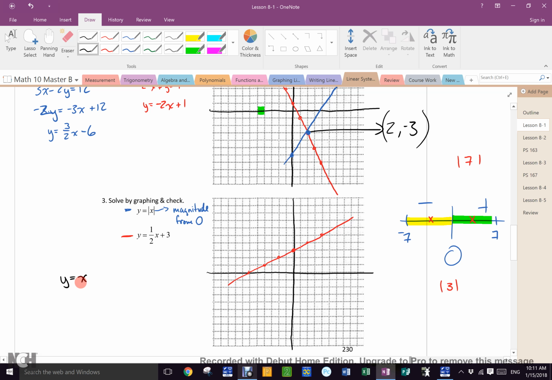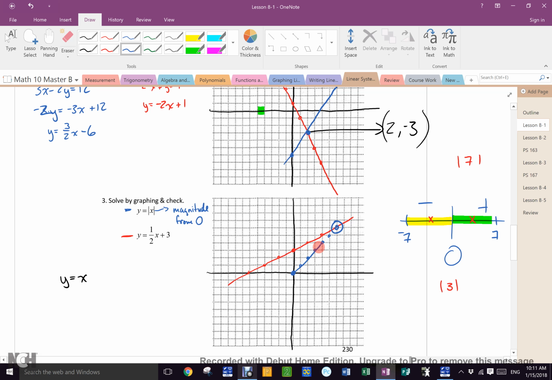So what's the y-intercept? What's the y-intercept here? 0. And what's its slope? 1. So it would be over 1, up 1, over 1, up 1. Everyone agree? And how long would that go on for? Forever. And you can see I cross right there, right?